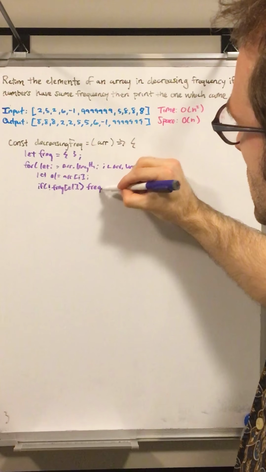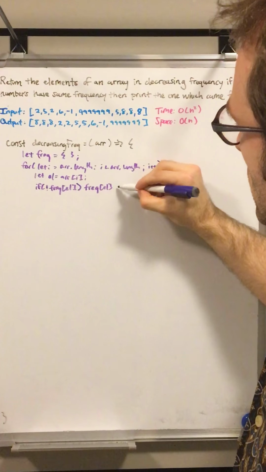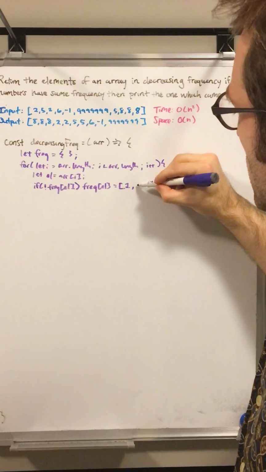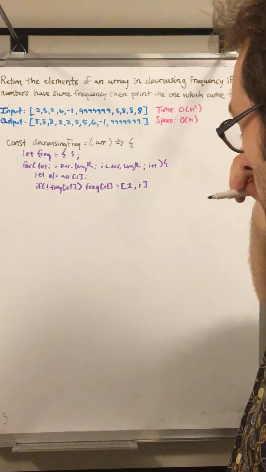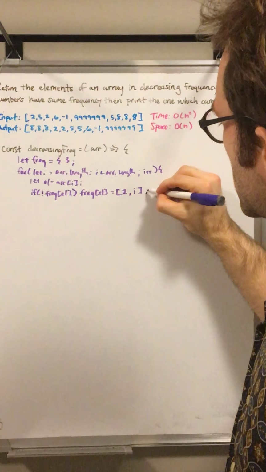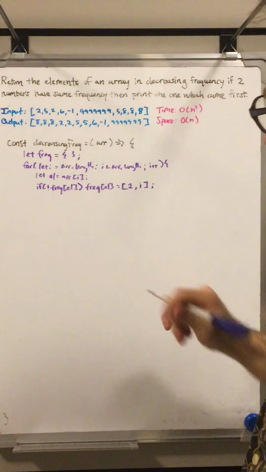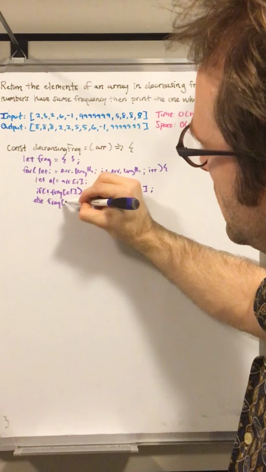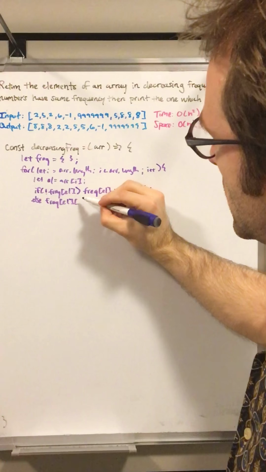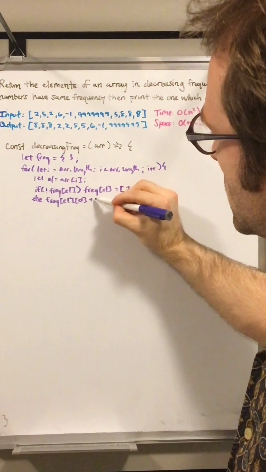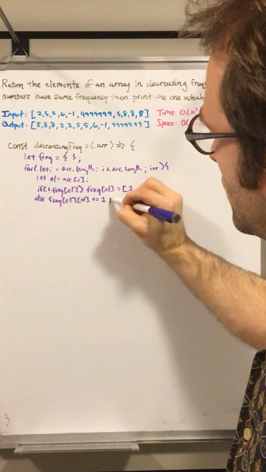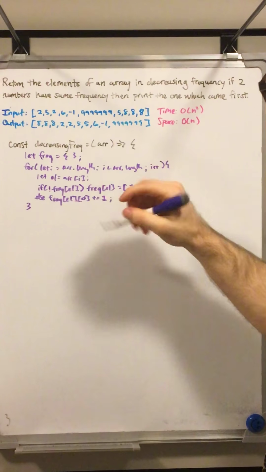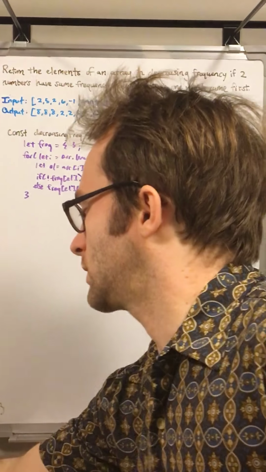We're going to say frequency at L is going to be equal to an array where we set the first count to 1, and then set the first element to the index of the given element. Else, you're just going to add to the 0th element, say plus equals 1.